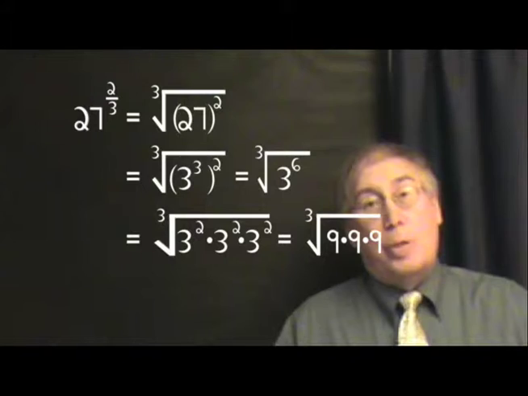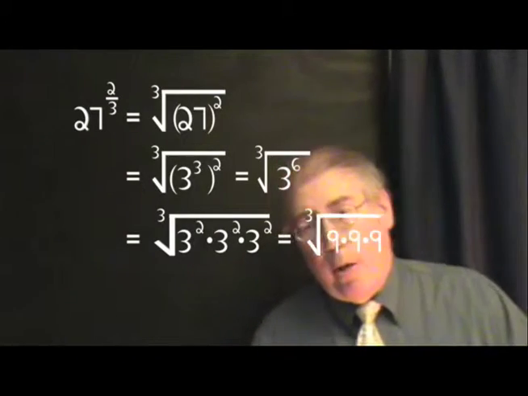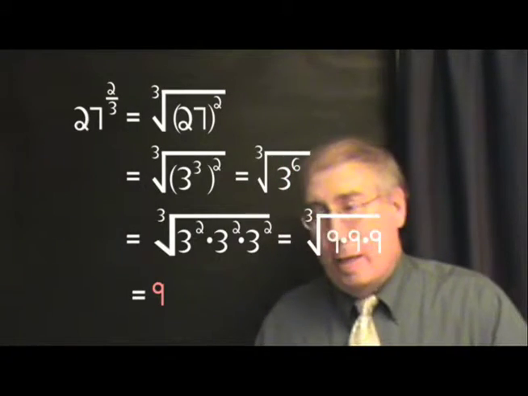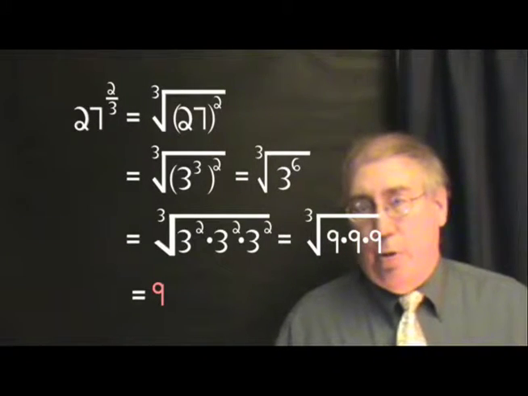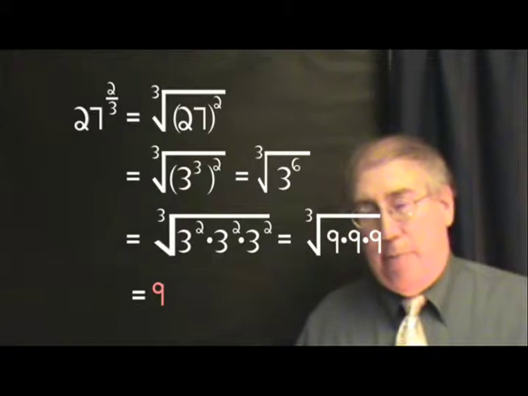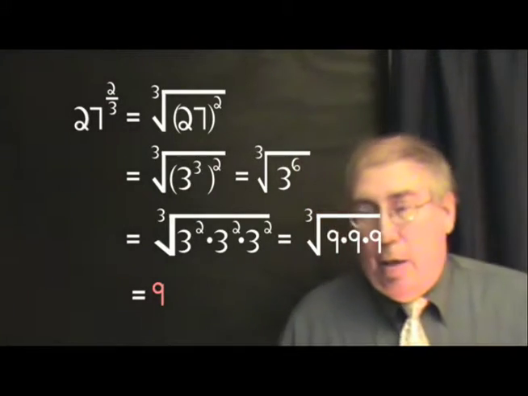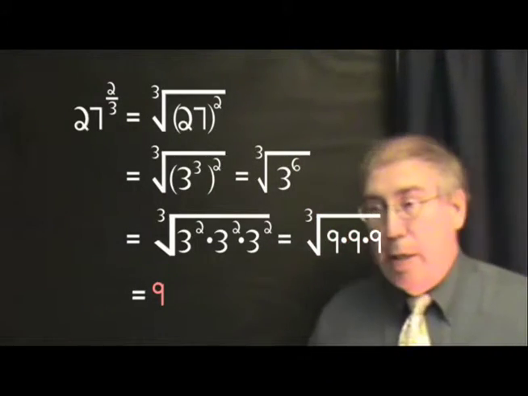3 to the 6th means 3 squared times 3 squared times 3 squared, or 9 times 9 times 9. So we can pull out a 9. That's the cube root of all that. All right, next problem here.